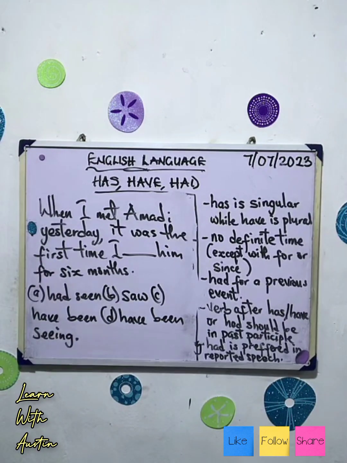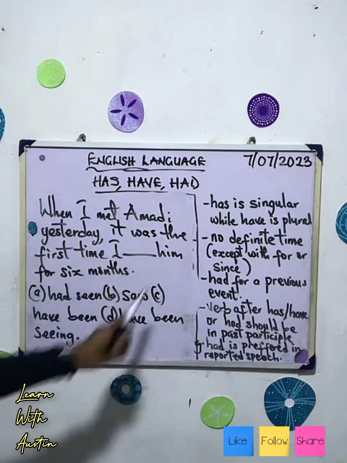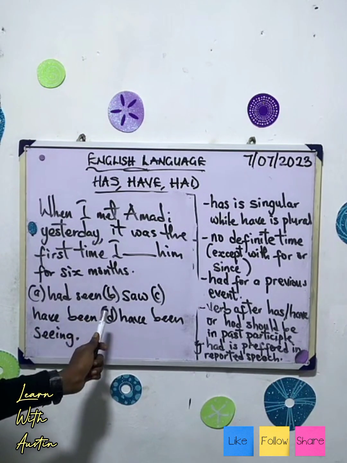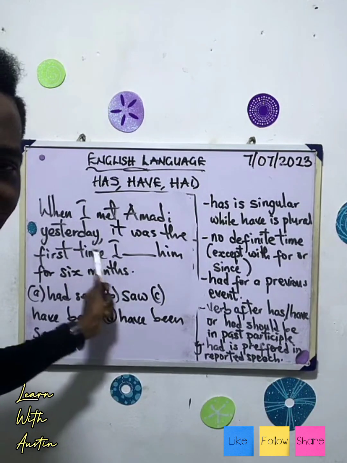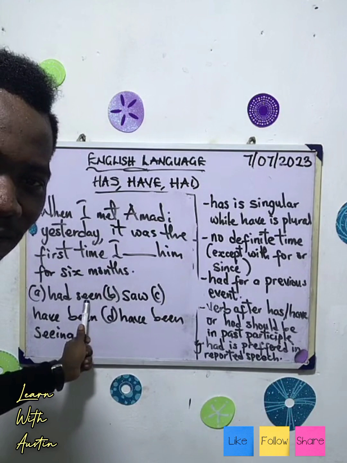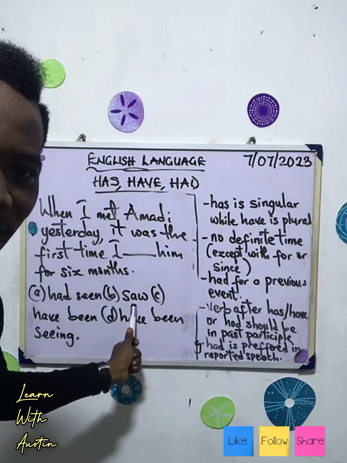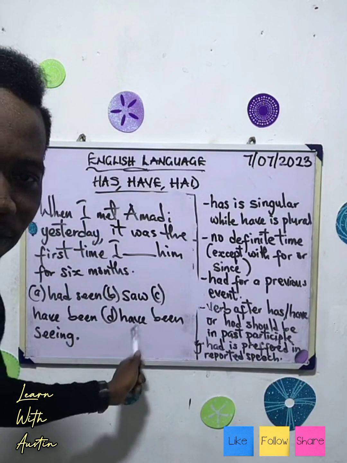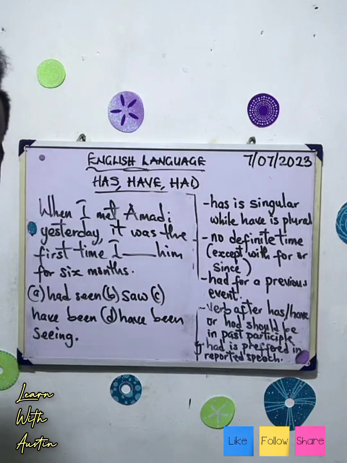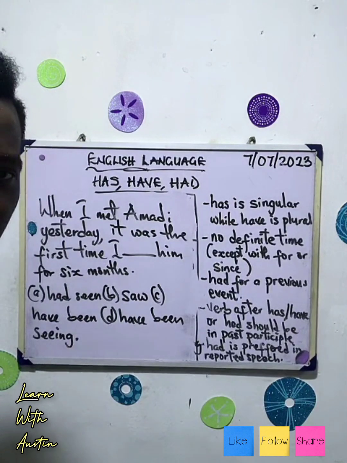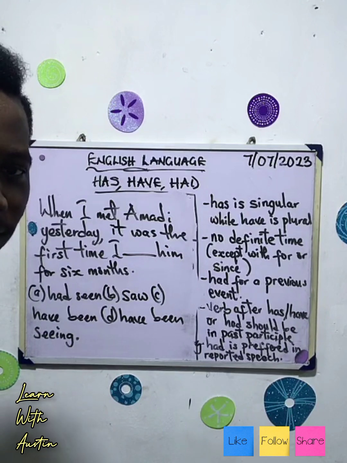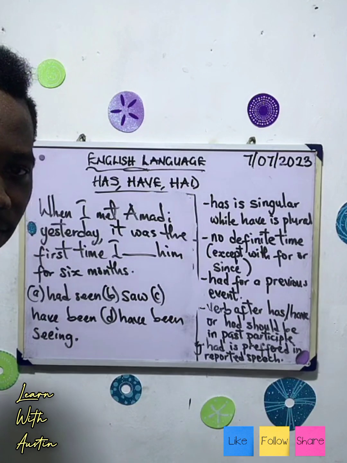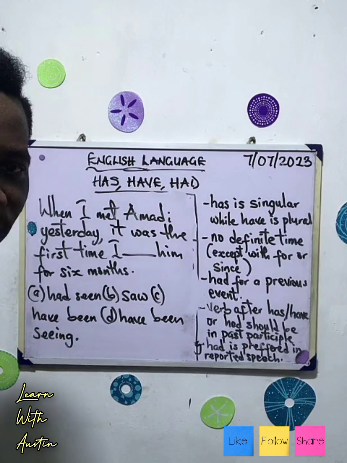So, when I met Amadi yesterday, it was the first time I had seen him for 6 months. Thank you, Vicky. Thank you again. I appreciate it. It was the first time I saw him for 6 months. It was the first time I have been, that's the option, him for 6 months. And D, it was the first time I have been seeing him. What's the correct option? Kenny says B. B is saw, the first time I saw him. Aisha says A, the first time I have seen him for 6 months. Abraham says A, the first time I had seen him for 6 months.